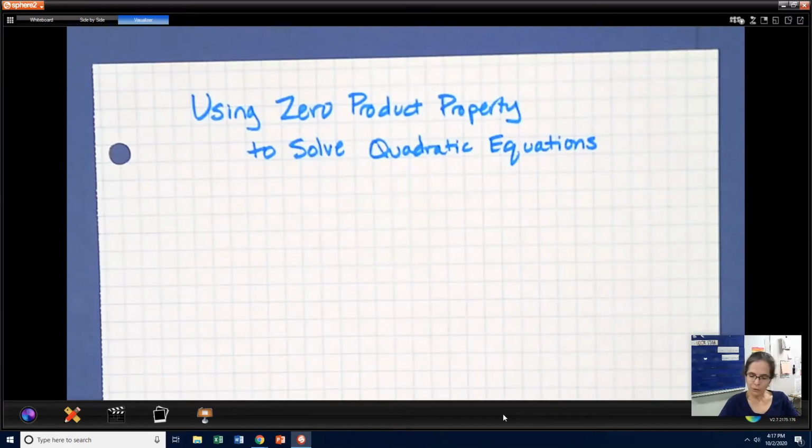Hello, I want to give you guys some examples about how to use the zero product property to solve quadratic equations. So if you're in my class, this should be the title on your page of notes.